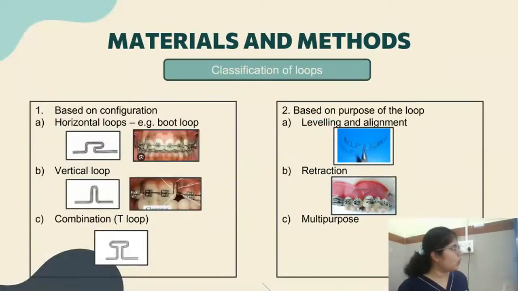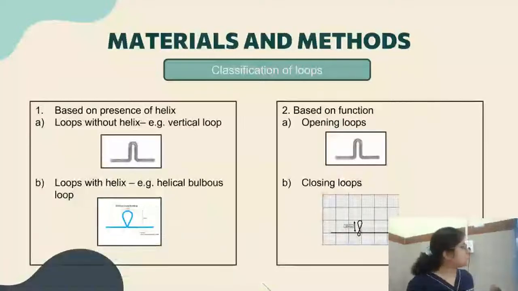Now, classification of loops. It can be classified based on the configuration: horizontal loop, for example horizontal loop or boot loop; vertical loop; and combination loop, in which both horizontal and vertical components are there. Based on the purpose of the loop, loops are made for leveling and alignment, for retraction, and multi-purpose. Then based on the presence of helix, loops without helix, example is vertical loop, and loops with helix, example helical bulbous loop. Then based on function, opening loop, in which the activation is done by opening the loop, and closing loop, in which activation is done by closing the loop.